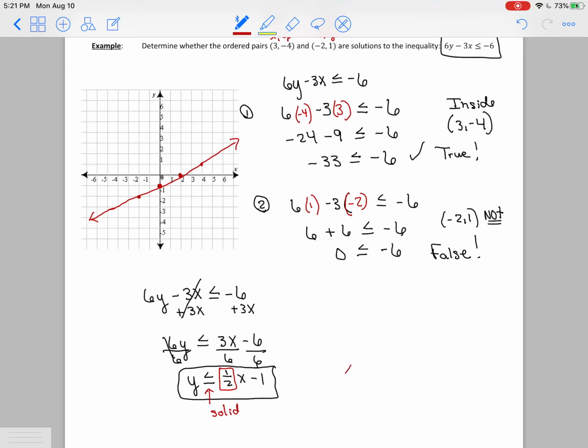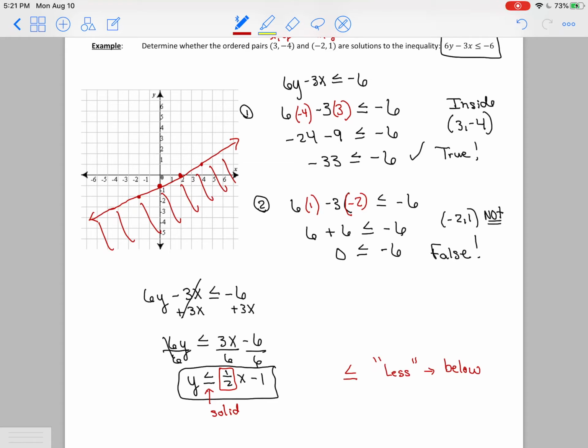The other idea is that a less than or equal sign, the word less, signifies that we shade below. So we're going to shade below this line.